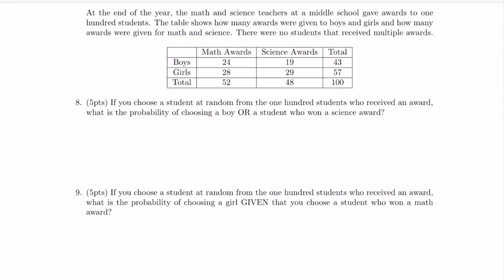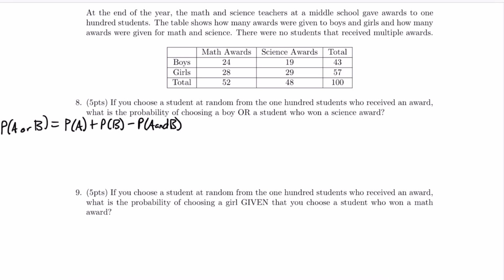So on question 8, we're asked to find, if you choose a student at random from 100 students who receive an award, what is the probability of choosing a boy or a student who won a science award? So remember, the probability formula for OR says that the probability of event A or B happening is equal to the probability of A happening plus the probability of B happening minus the probability of A and B happening.